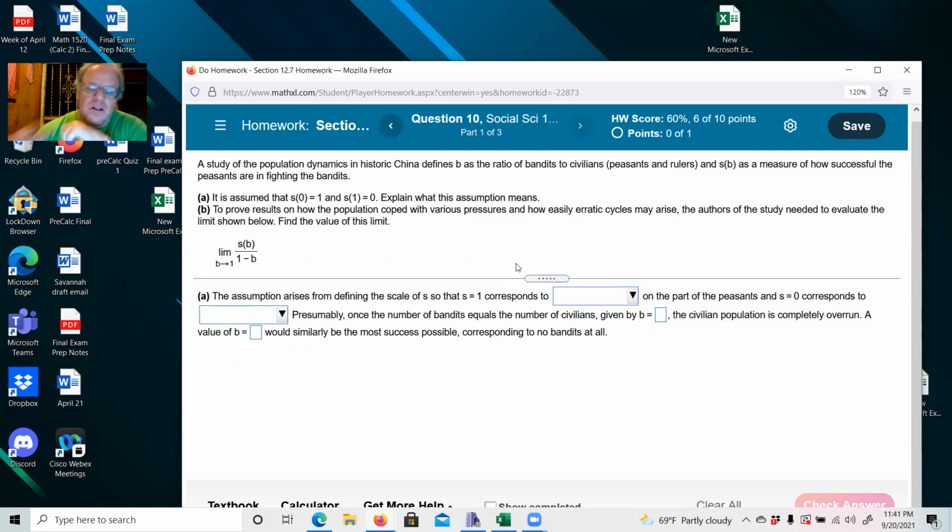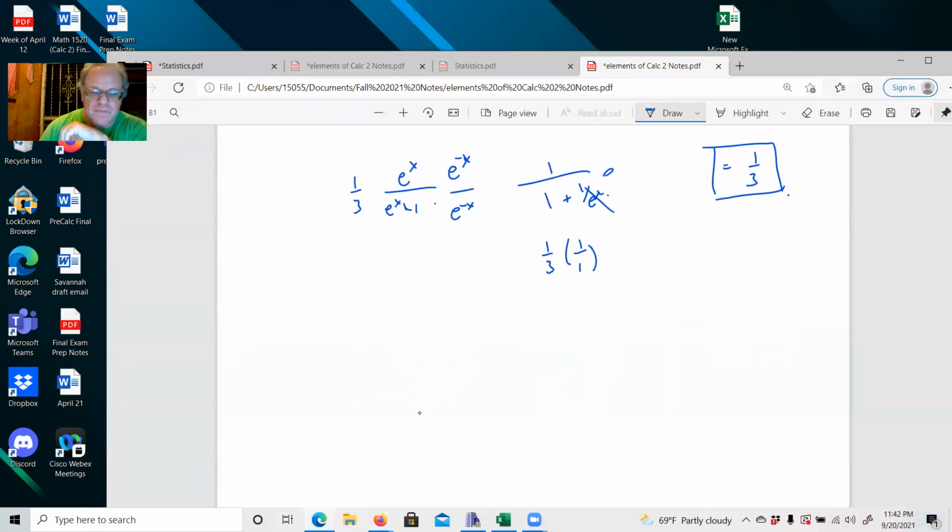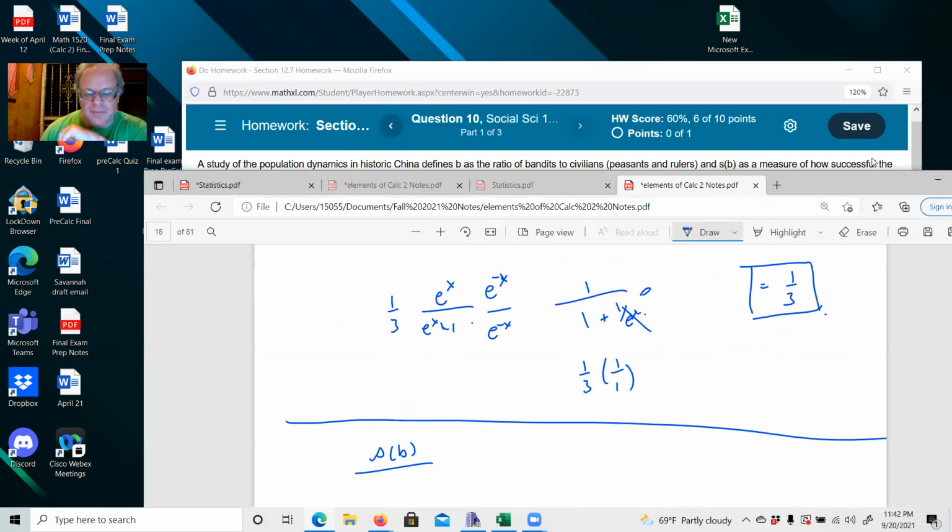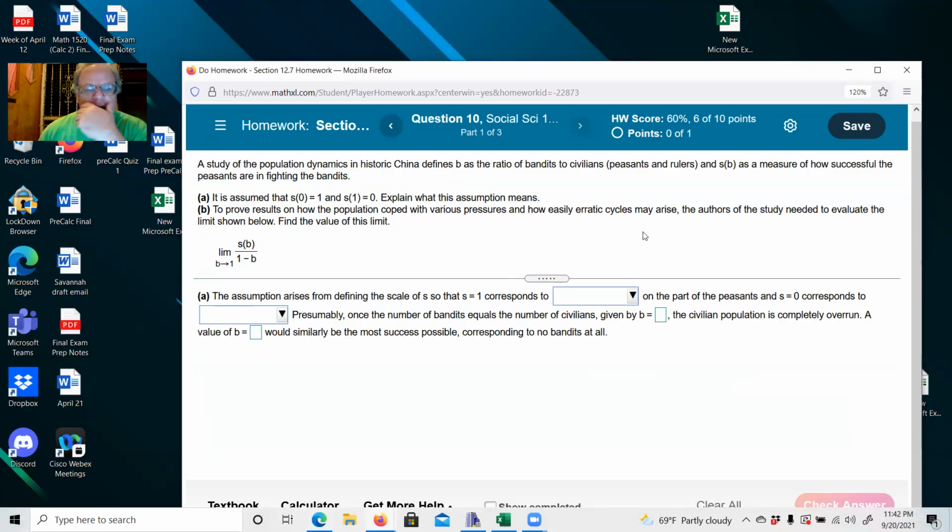Okay, so let's see here. What we have is S of B. This is actually not a bad problem either. S of B over 1 minus B. Okay, but we have to do some reading to figure out what we're doing here. So, study the population dynamics in historic China, which defines B as the ratio of bandits to civilians.